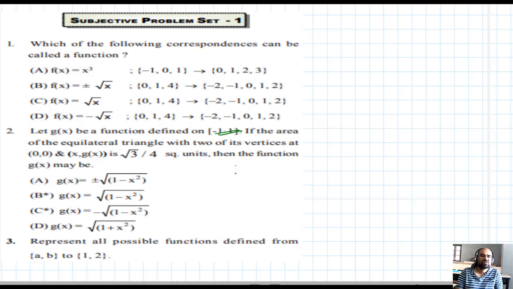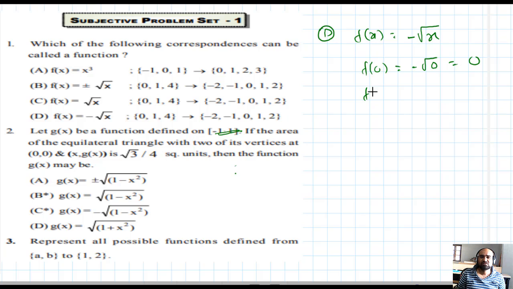Yeah. Next one, students, D. f of x is given as minus root over x. f of 0, I want: f of 0 equals minus root over 0, that is 0. f of 1, I want: minus root over 1, that is equal to minus 1. f of 4, I want: minus root over 4, that is equal to minus 2.